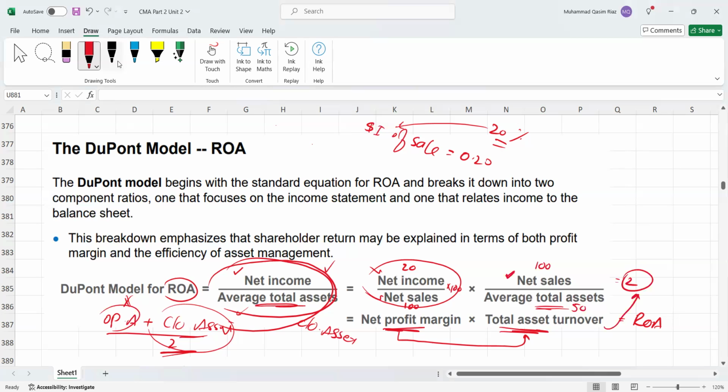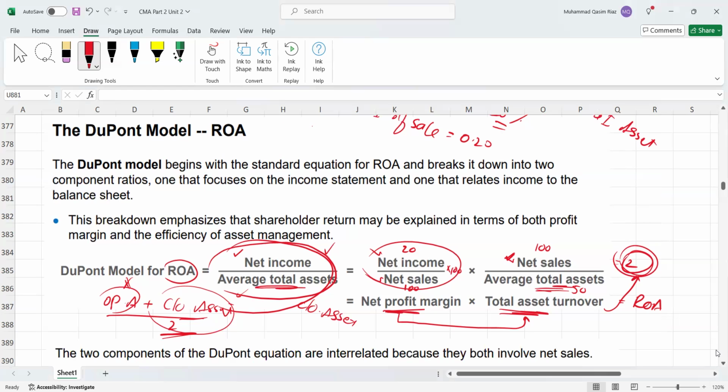We can interpret it in two different ways. The first way is that your net sale is two times higher than your average total asset. This is the first interpretation. The second interpretation is that each dollar of investment in asset is generating $2 of sale. This is how you can also interpret it. Now, guys, coming back to the main point, this is your DuPont model.